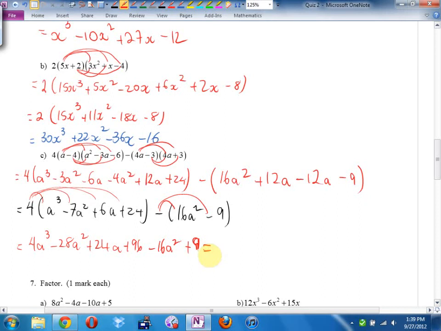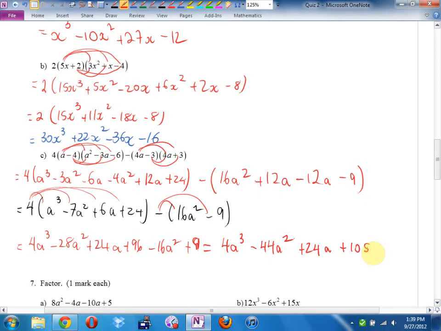Final answer, 4a cubed minus 28 minus 16 more is 38 minus 6 more, minus 44a squared, yeah? Plus 24a. And then I got 96 plus 9 plus 105? Is that right? I got about half of you nodding. Same deal, 1 mark off for each wrong term.